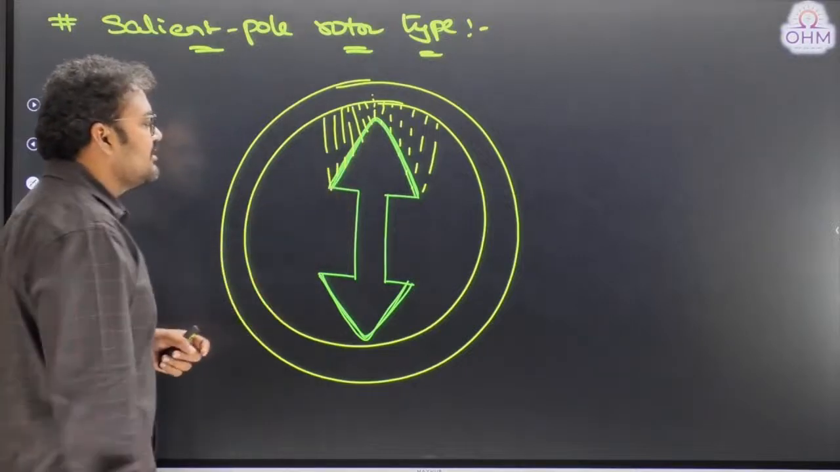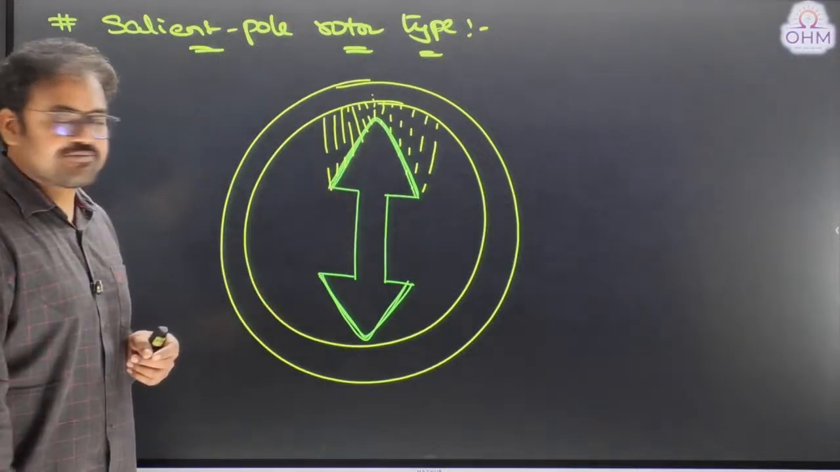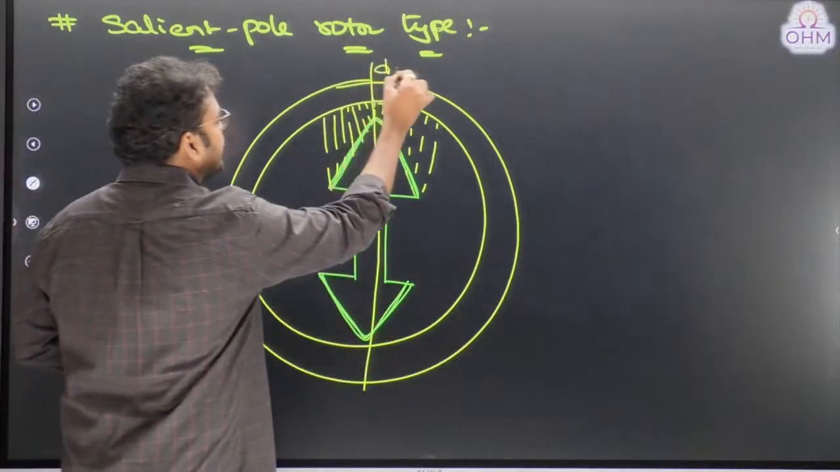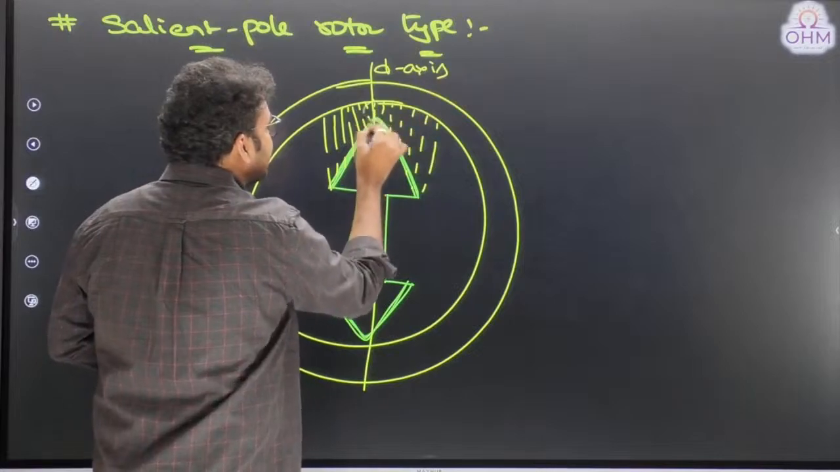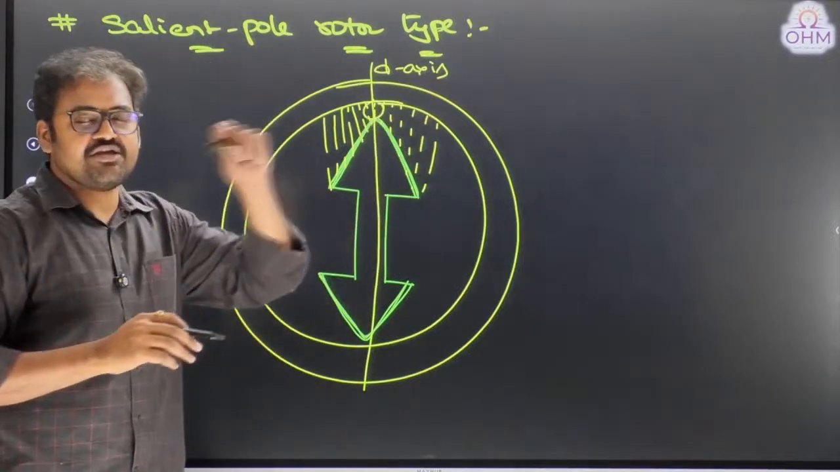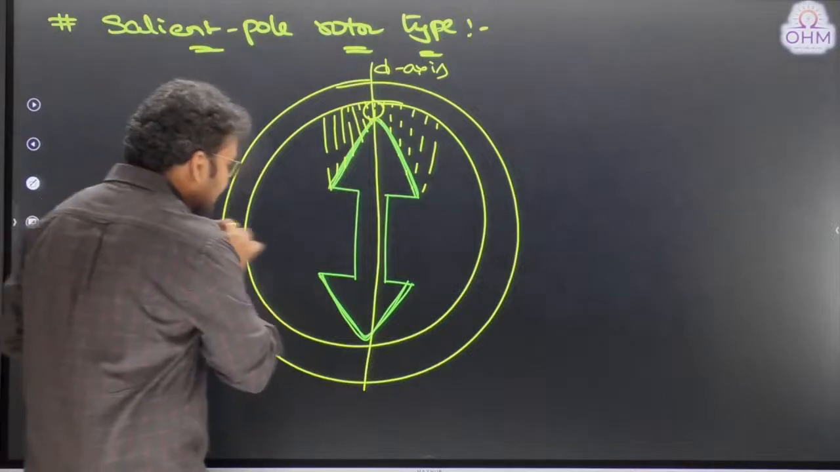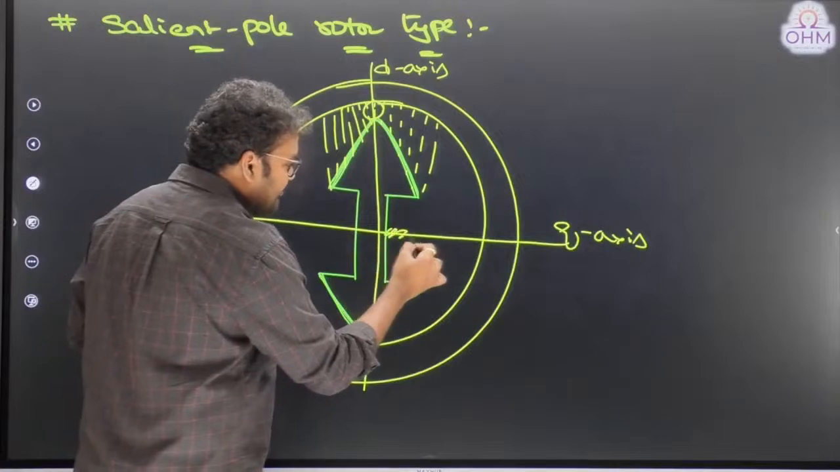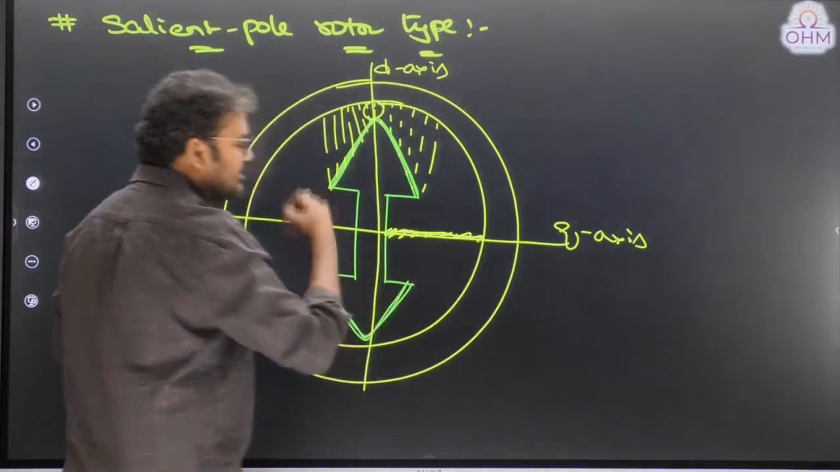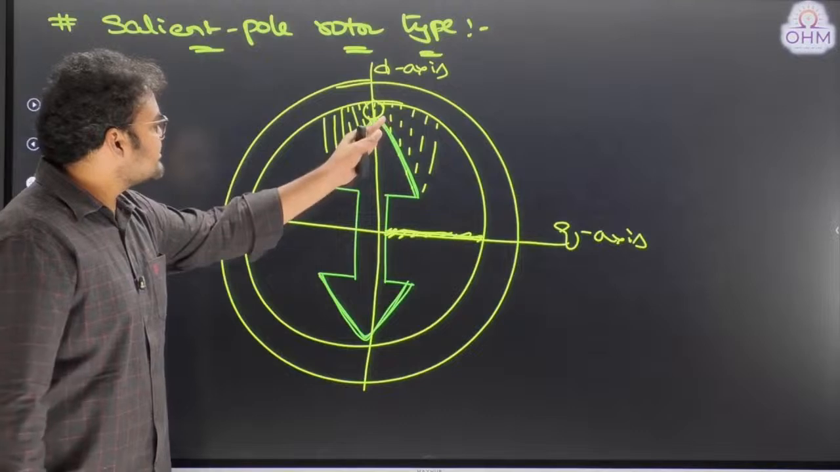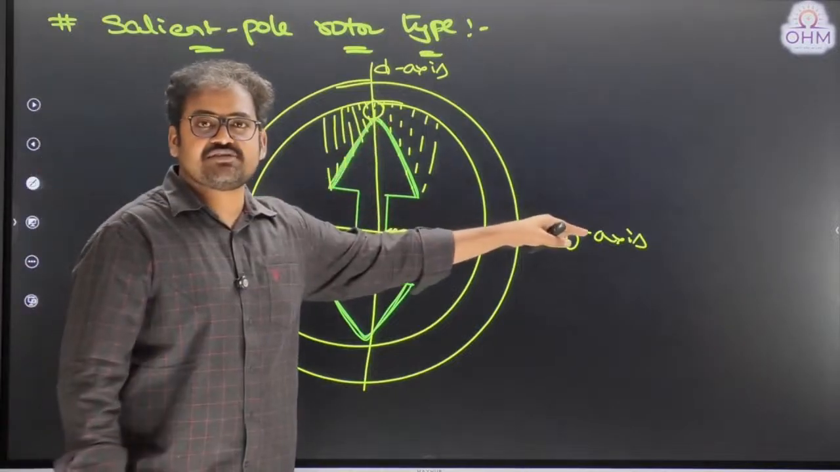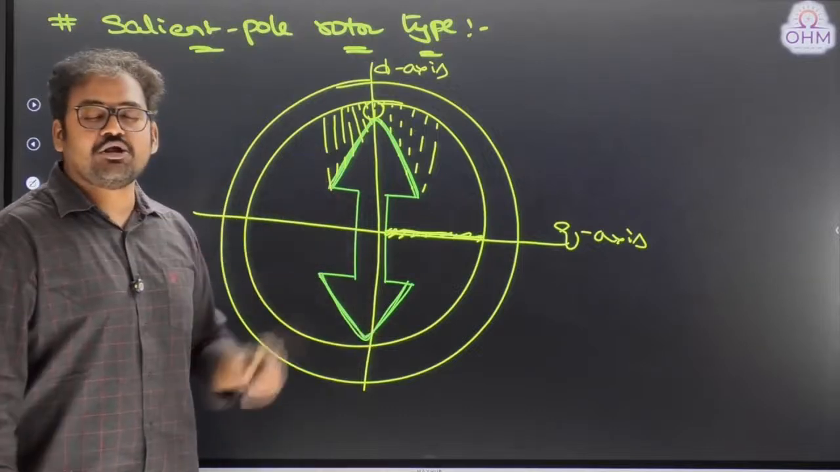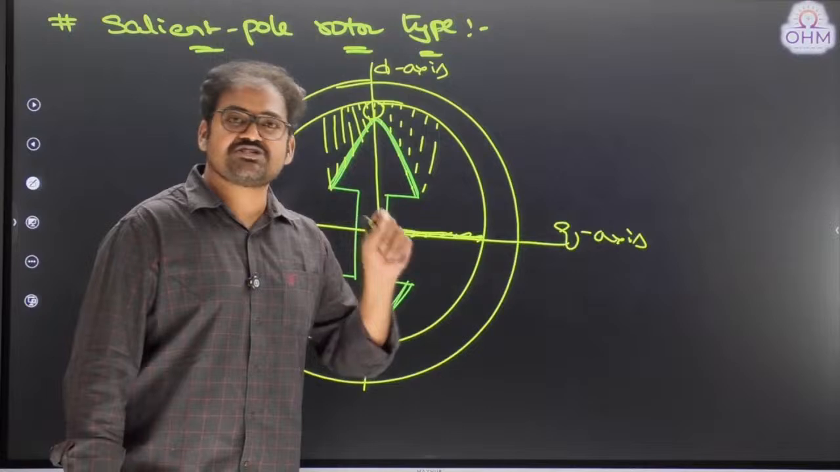So the air gap is non-uniform between stator and rotor, and typically this is known as direct axis of the machine. And along direct axis, air gap is minimum or maximum? Minimum. Very less air gap is there. And perpendicular to direct axis, we have a quadrature axis, and there is a more air gap between stator and rotor. This is higher air gap. So direct axis has a minimum air gap, quadrature axis has a maximum air gap length. So salient pole rotor offers non-uniform air gap length between stator and rotor.